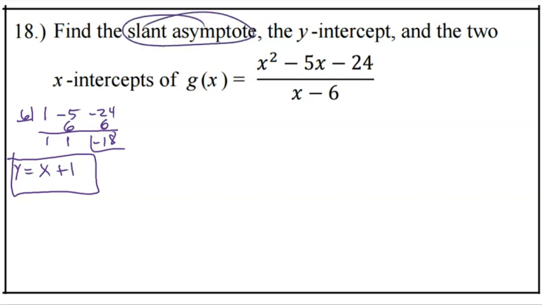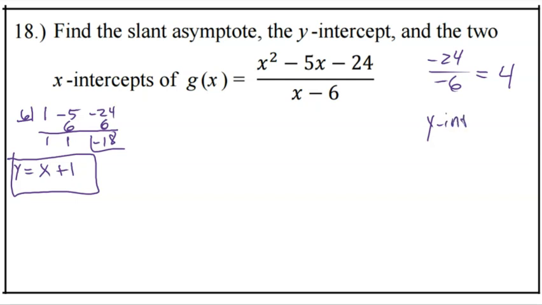So we're done with the slant asymptote. Now let's identify the y-intercept. The y-intercept, all we have to do is take the constant at the end here, negative 24, and divide it by the constant of the denominator. Negative 24 divided by negative 6 is equal to positive 4. And therefore, the y-intercept is at 0, 4. Done.